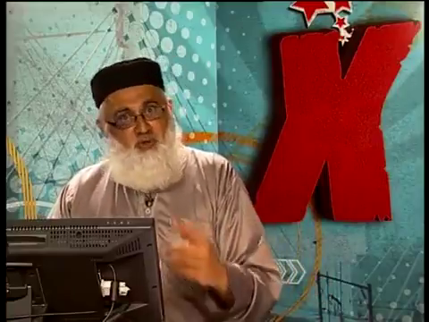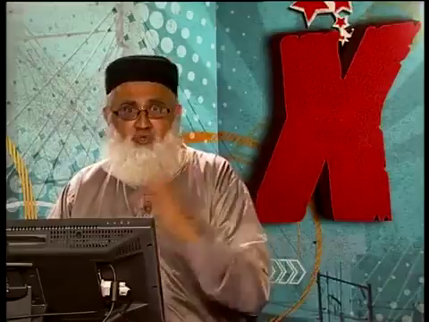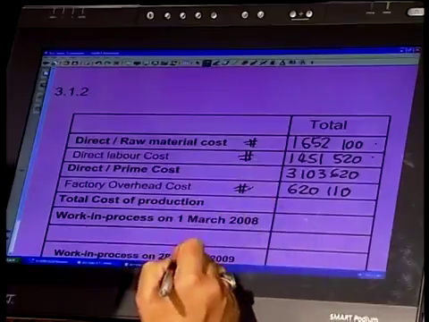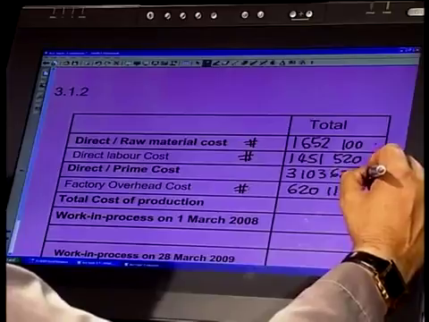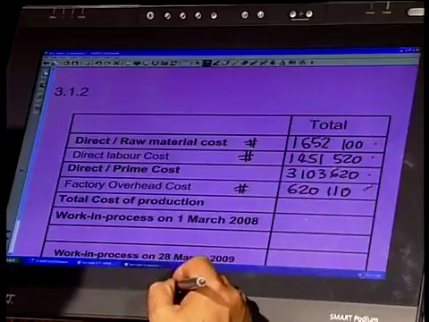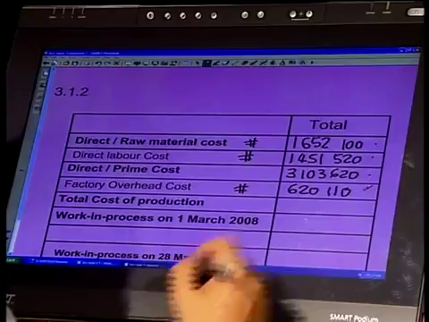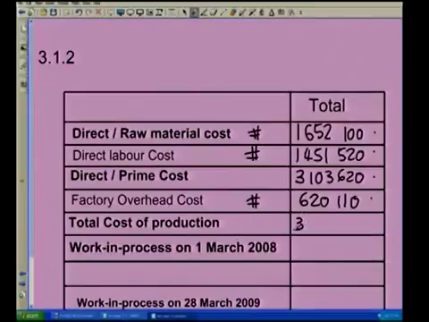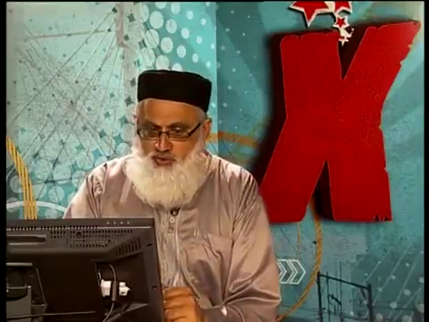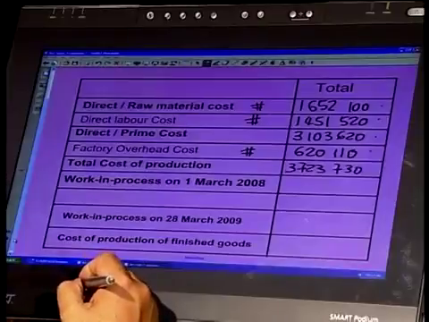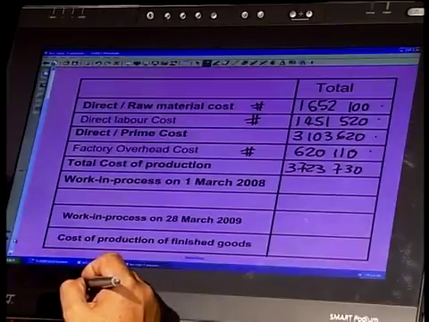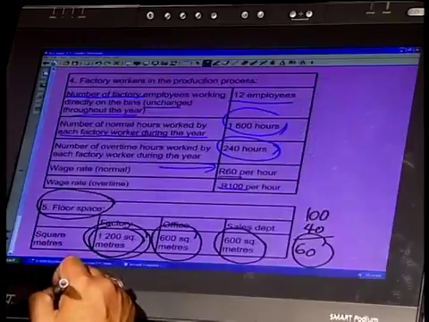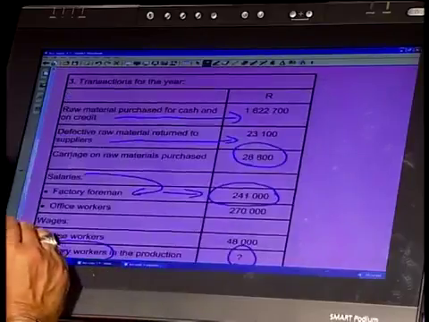So, in accounting, we're not so bad, are we? We even give you marks for free. No matter what the amount is, if it corresponds with the note, you get the mark. Come on, we are good guys, because we want you to pass, and we want you to pass well. Okay, let's carry on. Total cost of production: I now add that one plus that one to give me my total cost of production, which is 3,723,730.